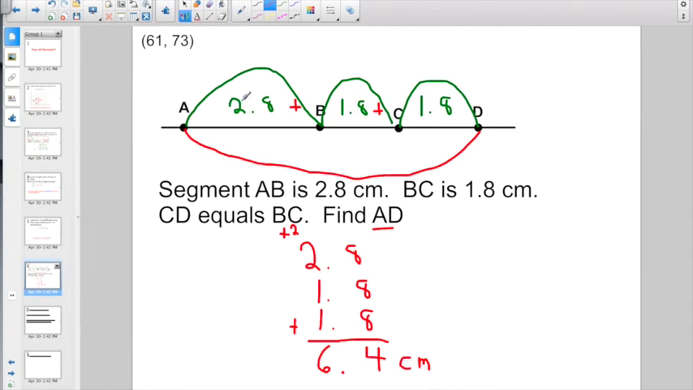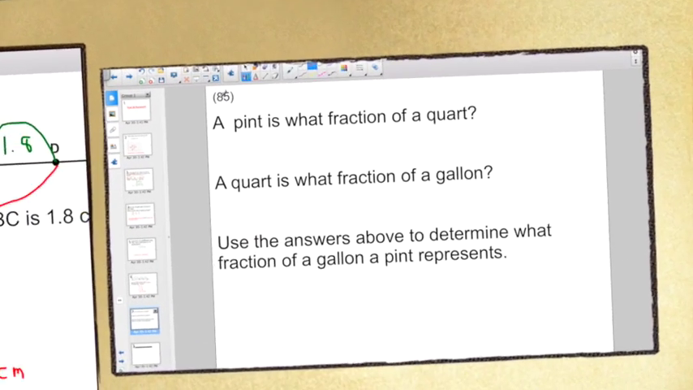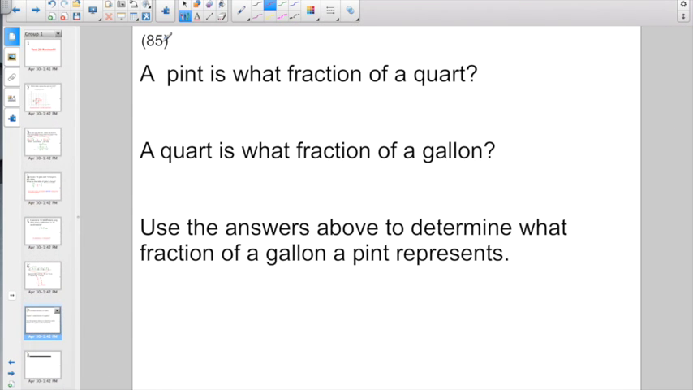So I went ahead and added 2 8/10 plus 1 8/10 plus another 1 8/10, making sure to line them up at the decimal point, and I ended up with segment AD being 6 4/10 of a centimeter. Check out this one coming at us from lesson 85.